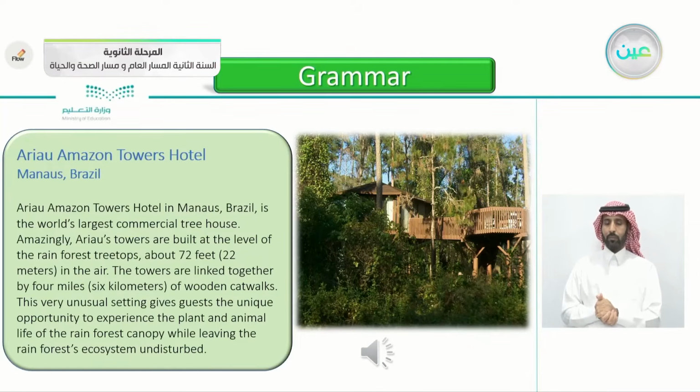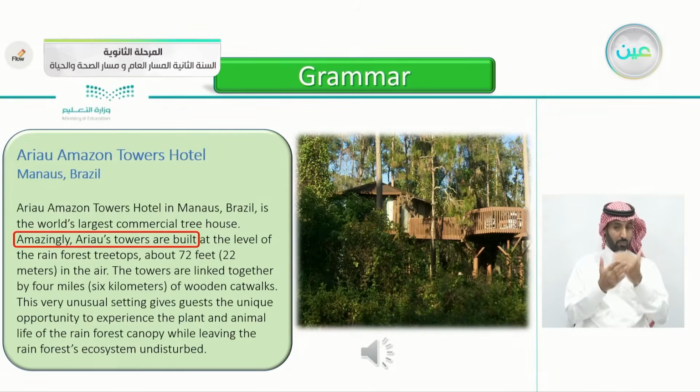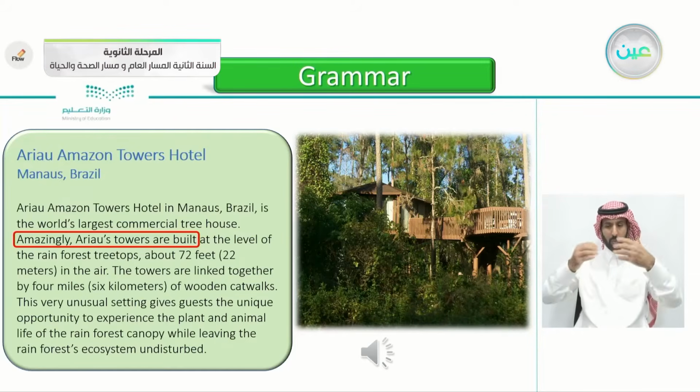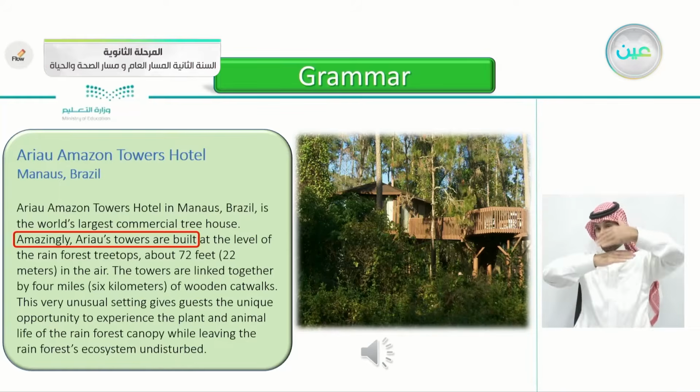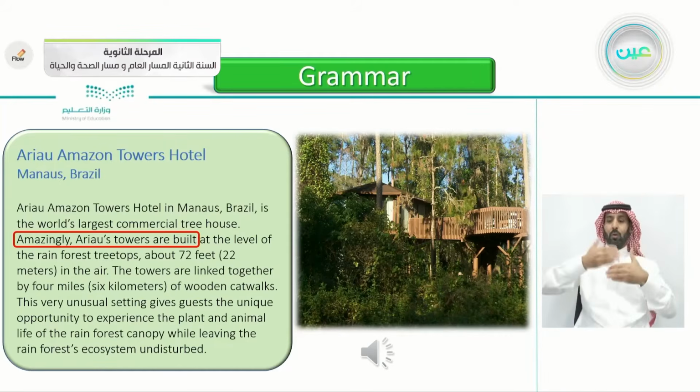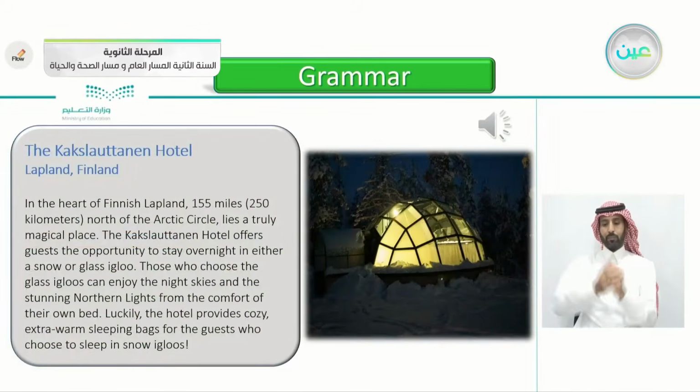So, where's the example in this article here? Yes, very good. Amazingly. Amazingly, it means from the word itself that it is something amazing. You are amazed by what you have seen. Amazingly, Arraial's towers are built at the level of the rainforest treetops. So he was amazed that the hotel is above the trees. The last article here, the one in Finland, let's listen to it and try to find the example.